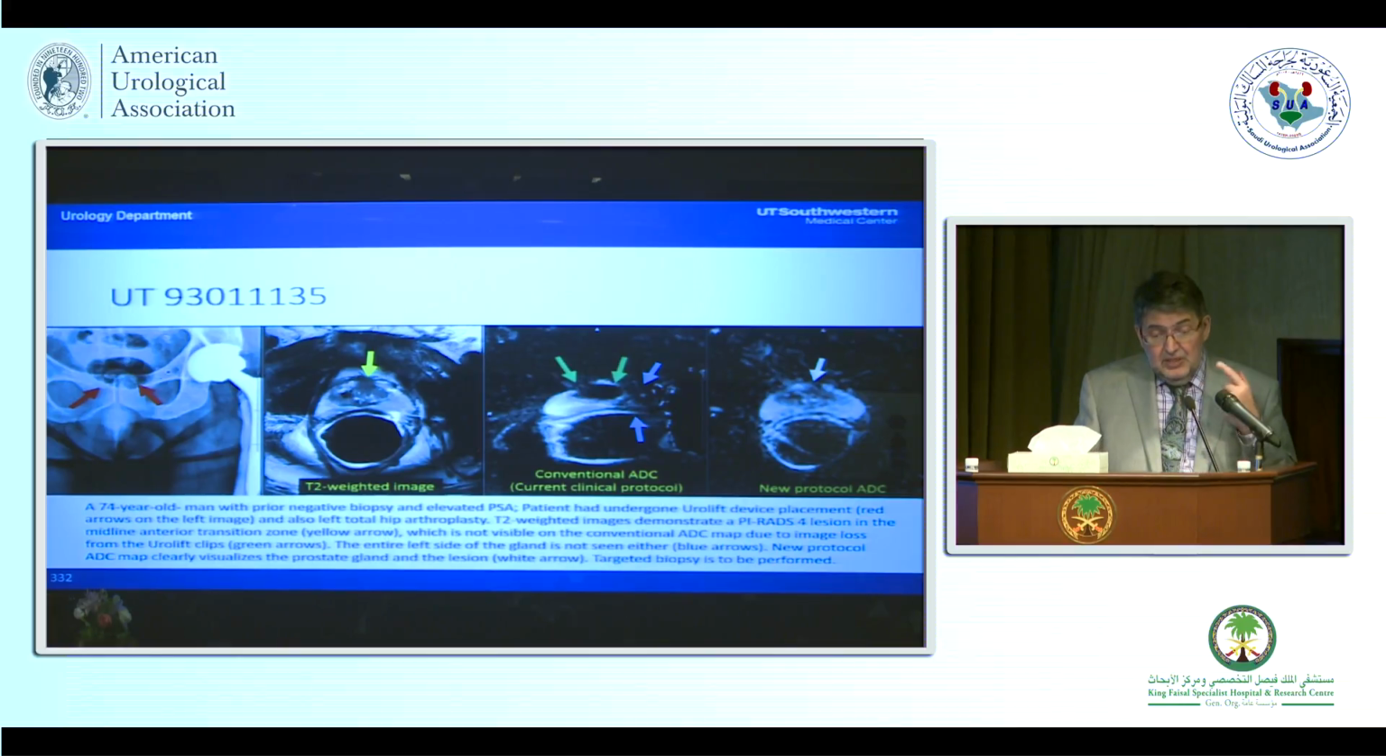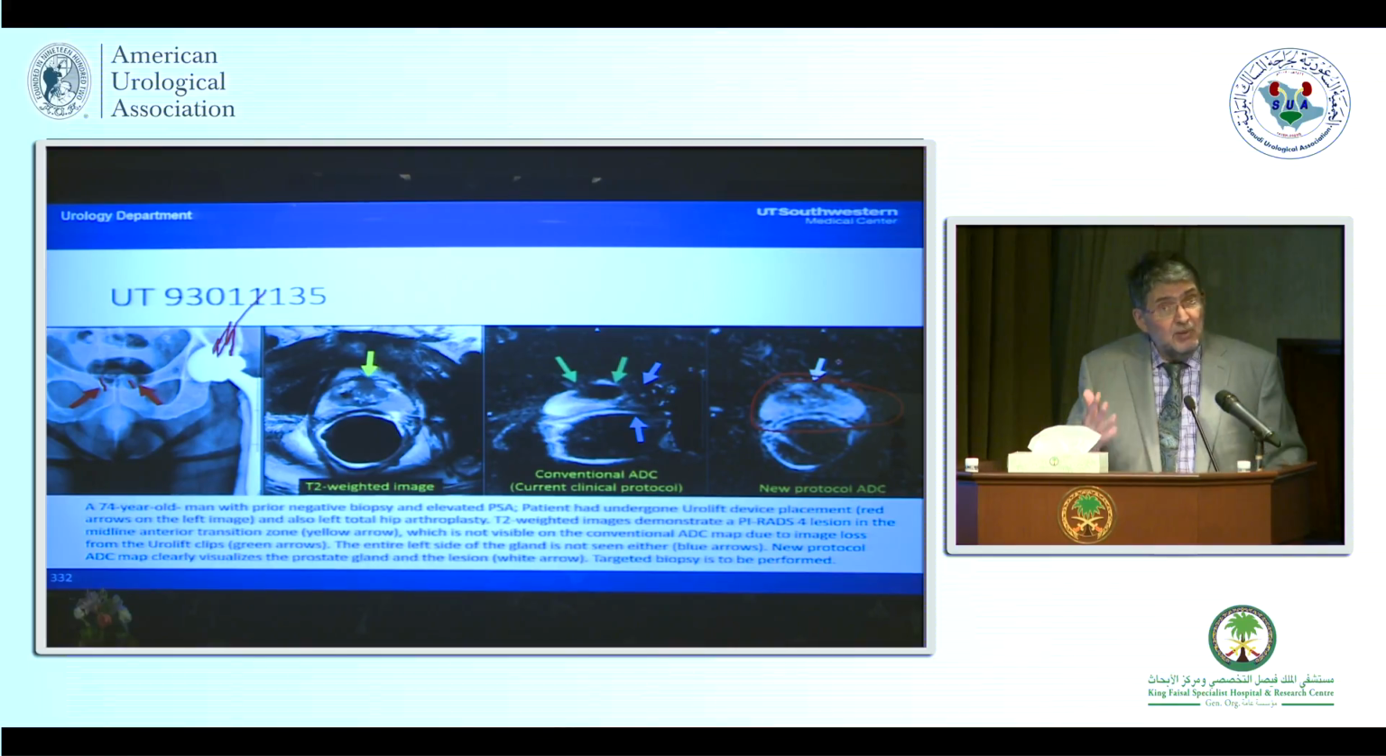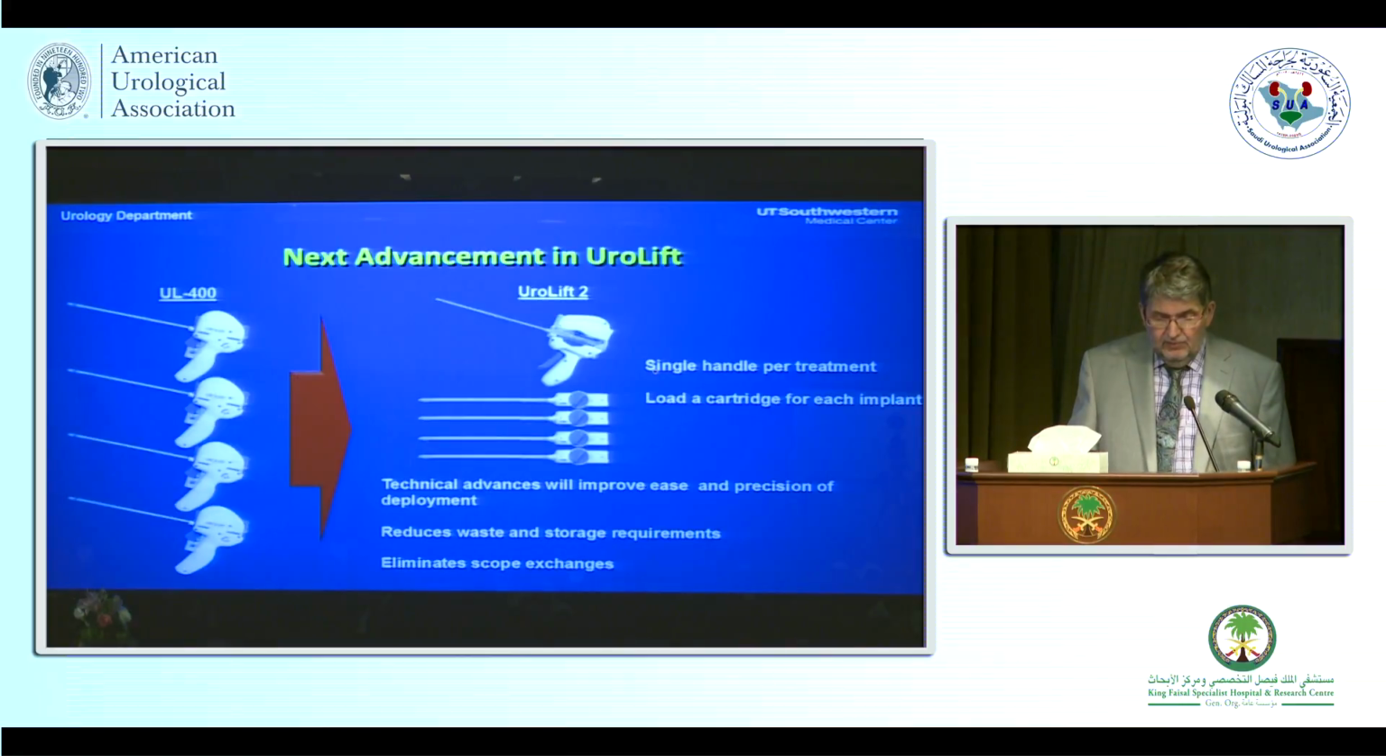This here is a patient who has a hip implant right here, and he has Urolift clips, and he has artifacts. And here are the artifacts. And here is the run with the adjusted software, and you can clearly see the prostate just as if they didn't have an implant. So it's possible to do it, and hopefully these software modifications will eventually be widely available.